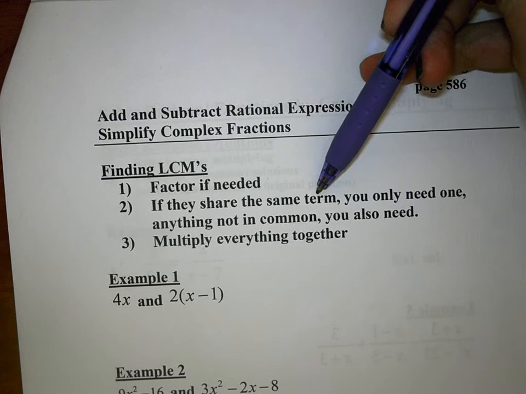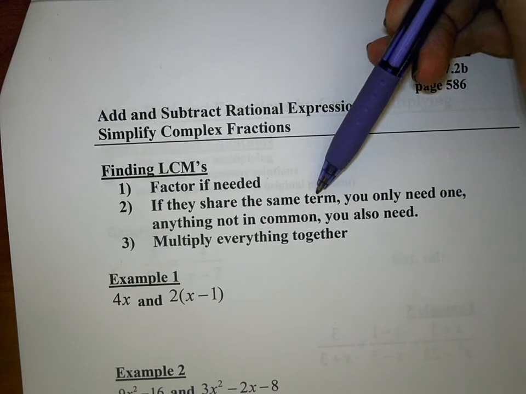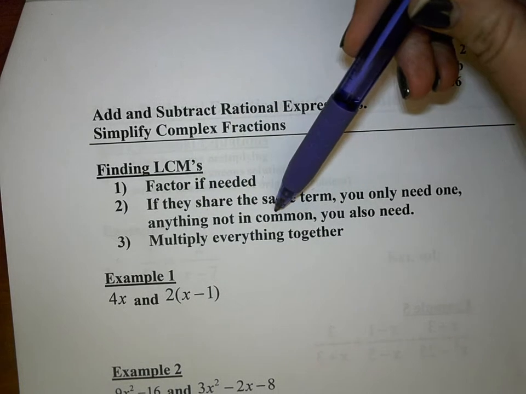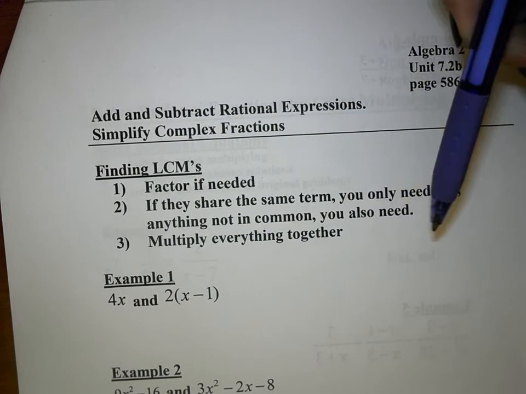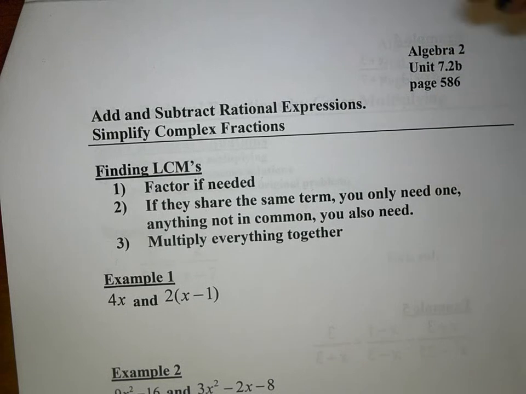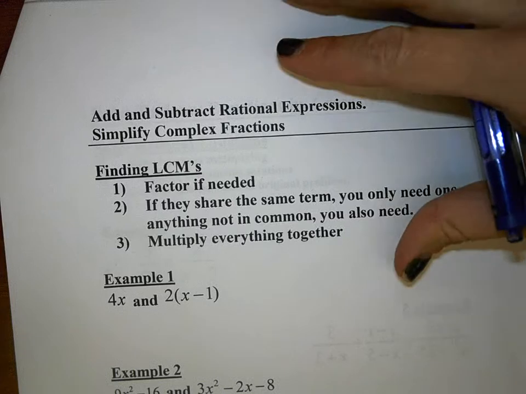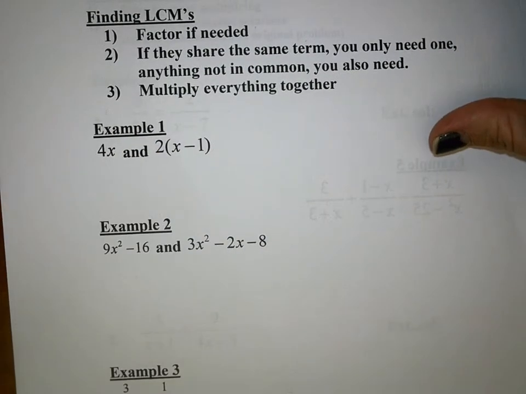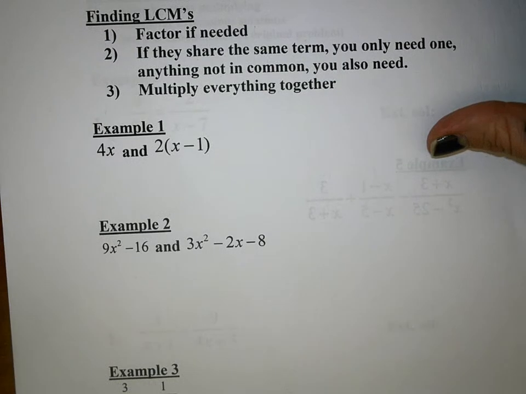If they share the term, you only use one of that number. If there's anything that is not common or not the same, you also need one of those. Because remember how yesterday you're always going to have at least as big as the biggest number. So you're going to need everything that the denominators have, and if they share something, you only have to count it once. Okay? And then you'll multiply everything together. So part of your homework, the first part on page 586, is just asking you to find the LCM. So that's what we're going to do on the first examples.